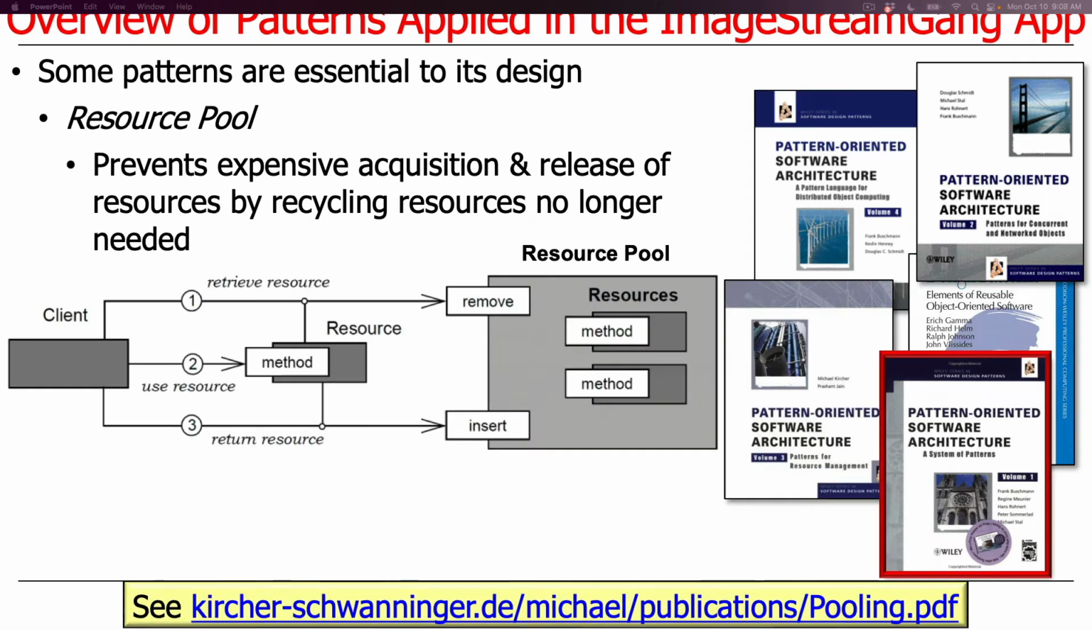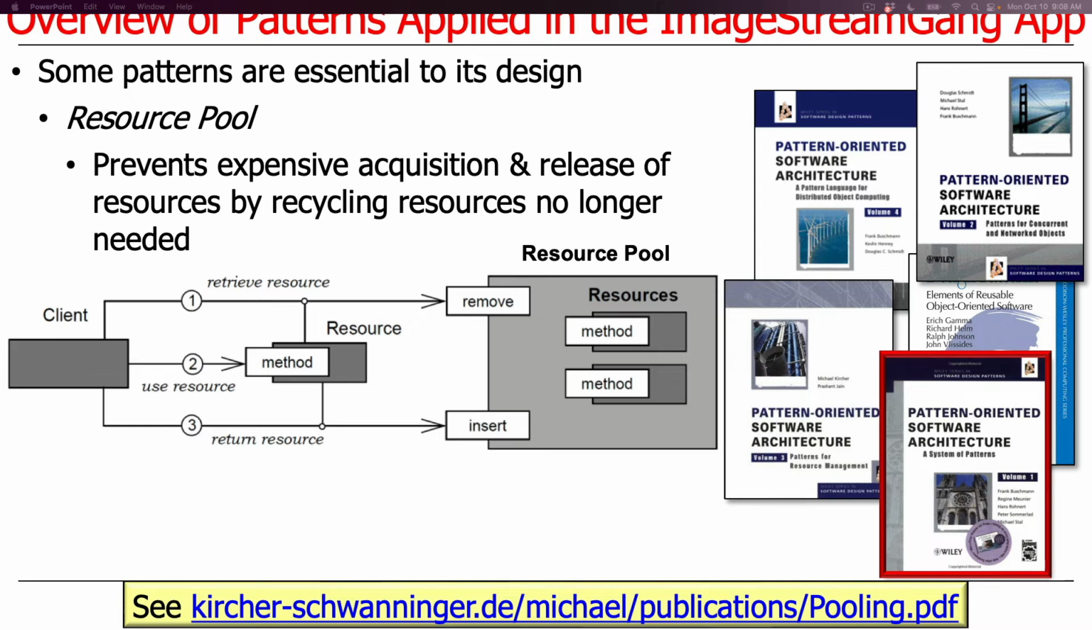Another very essential pattern that we use heavily in the ImageStreamGang application, and other stuff too, is the resource pool. And the resource pool appeared in the POSA 3 book, Patterns for Resource Management. Basically, it's used to amortize the costs of creating or destroying resources by pooling them together. And therefore, it prevents excessive acquisition and release of resources by recycling them when they're no longer needed.